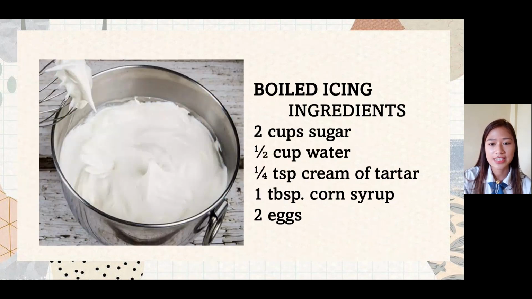Next is boiled icing. Ingredients: 2 cups sugar, 1/2 cup water, 1/4 teaspoon cream of tartar, 1 tablespoon corn syrup, and 2 eggs. We use egg whites only when making boiled icing. We need corn syrup, which can be bought in a supermarket, and it is used to keep the sugar from crystallizing.